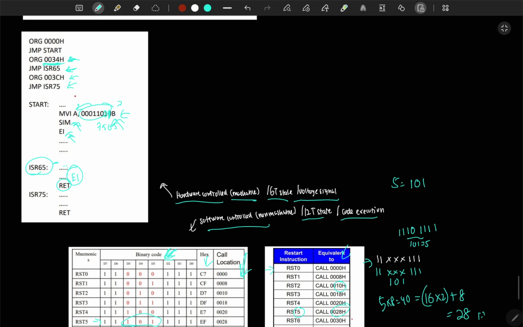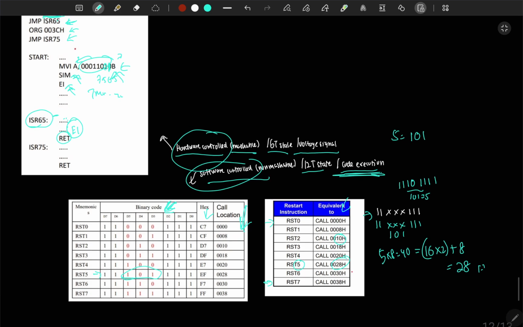Maybe you could put that org here, jump here, then you could just say in the code jump to the specified interrupt. You don't need to put the set enable or enable mask. Set enable and enable mask are only needed for hardware control, whereas software control is only controlled by the code execution, and there are RST0 till RST7, which is in this format.